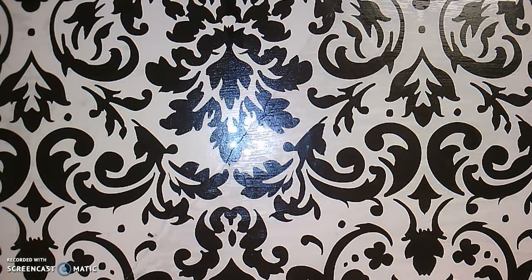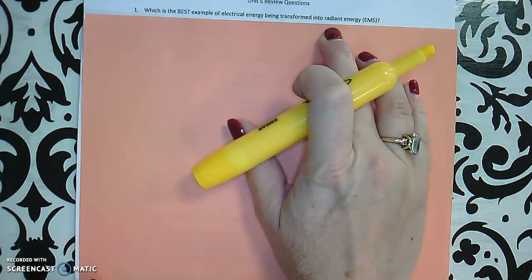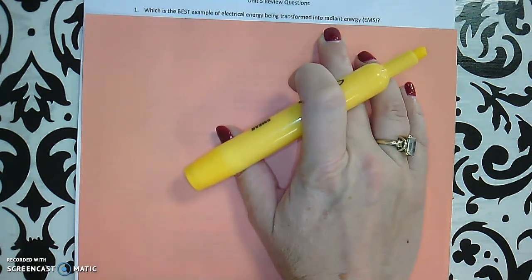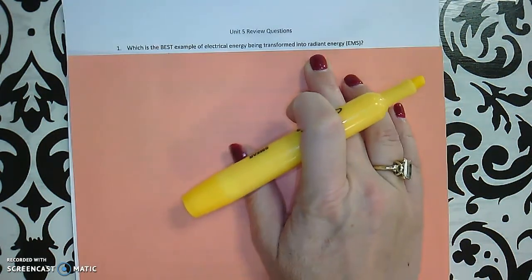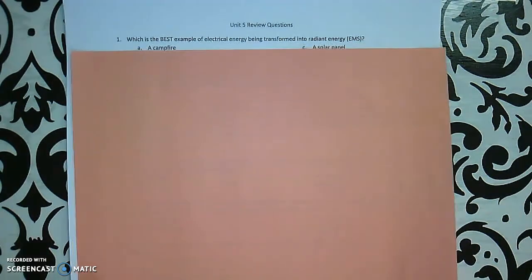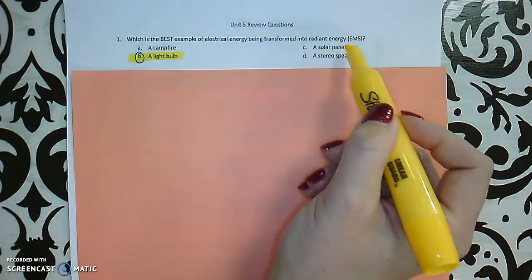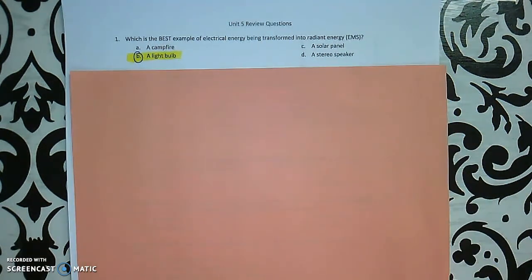Paper's set up. All right, so it says number 1, which is the best example of electrical energy being transformed into radiant energy? So electrical going to radiant. And radiant energy, in this sense, they're talking about light energy, visible light. It's just another way that you might see that written. So the answer to number 1 is going to be a light bulb. Takes electricity and turns it into light.